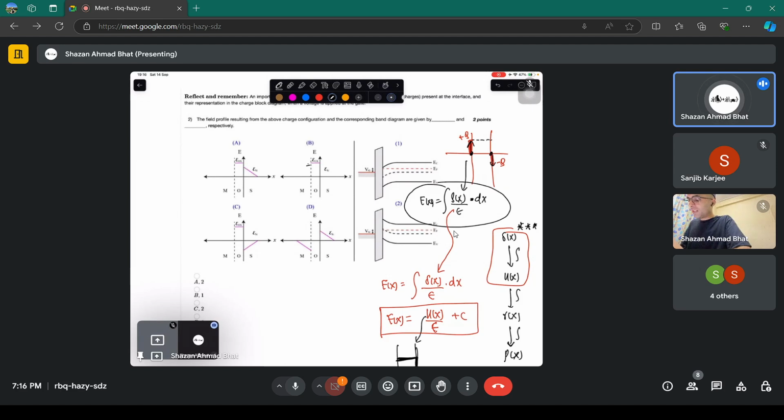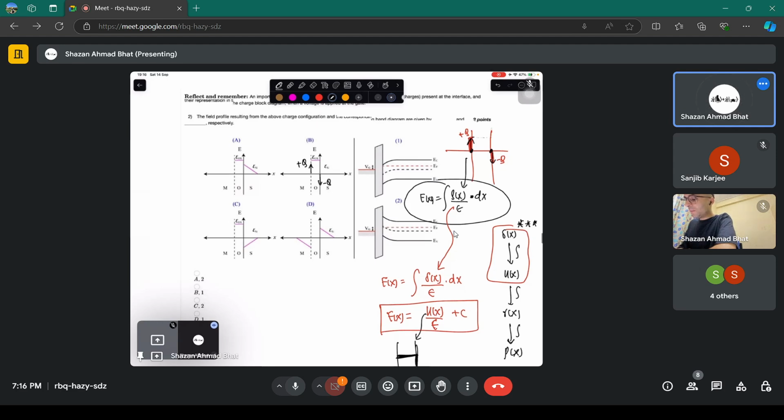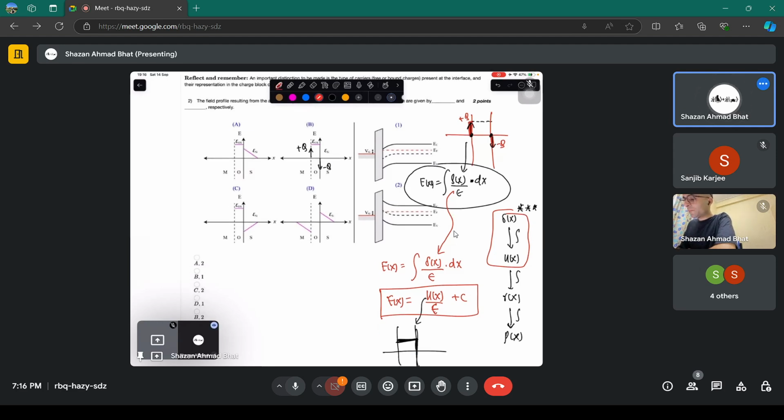If you have a positive charge here, you have a negative charge here. The field arises from the positive charge and ends at the negative charge. That's it. It does not penetrate into the semiconductor or into the metal. Obviously, inside the metal, it cannot exist. On the metal side, it will be a delta charge, and on the semiconductor side, you also considered a delta charge. But this is not what exactly happens.